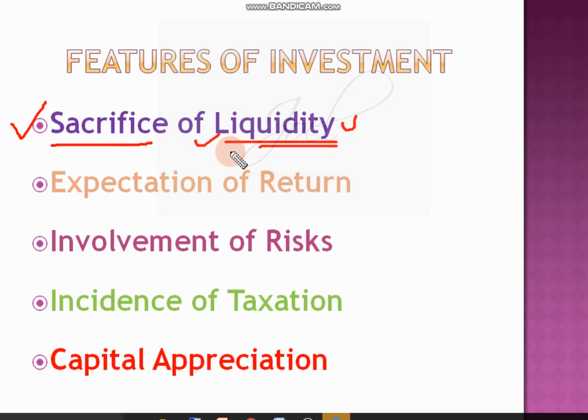Here you have to sacrifice the liquidity of the money, because if you are going for the investment, I'll give you an example. You will purchase a land out of whatever amount of cash you have in your hand. Now you won't have any cash in your hand. Now you want to purchase something, like daily essentials, maybe milk. For that purpose you cannot tell him, I have a land, and based on that you give me the money.